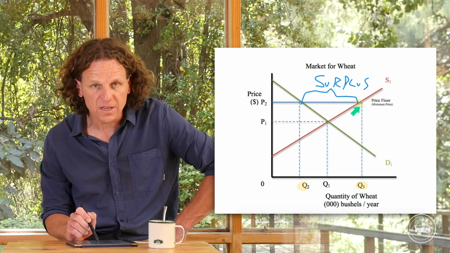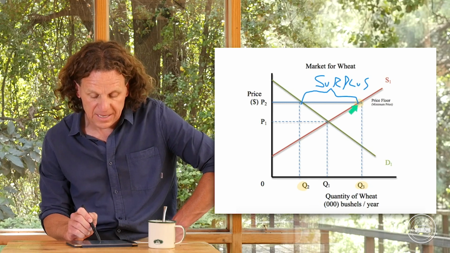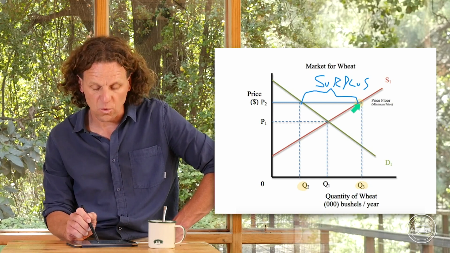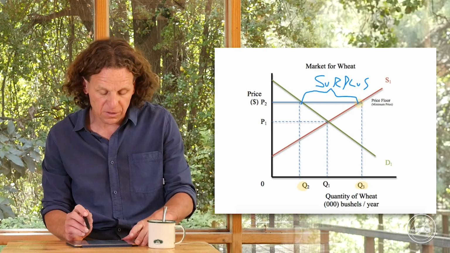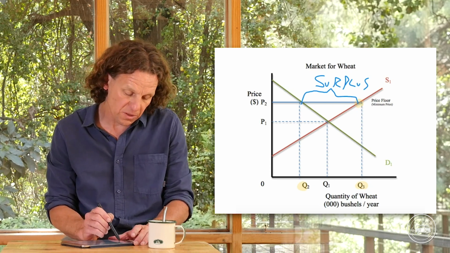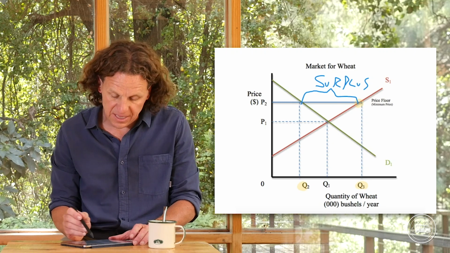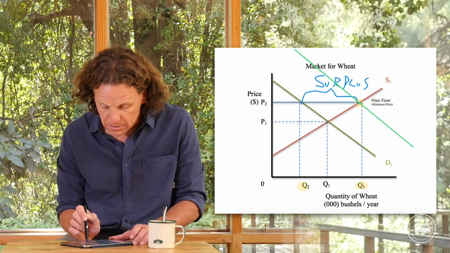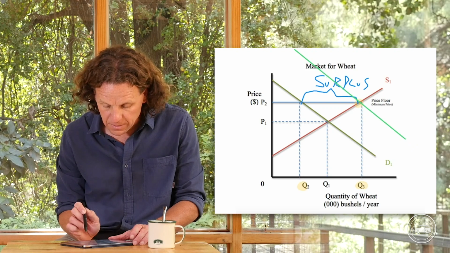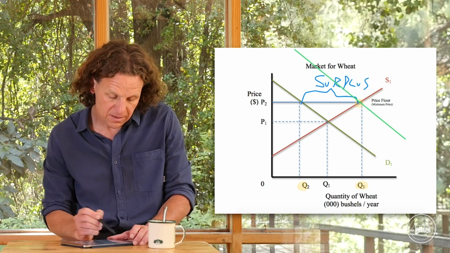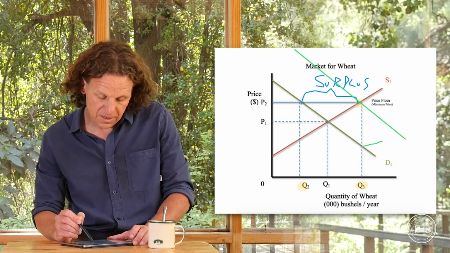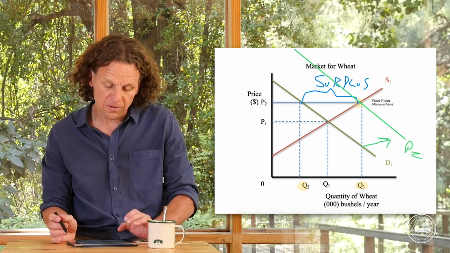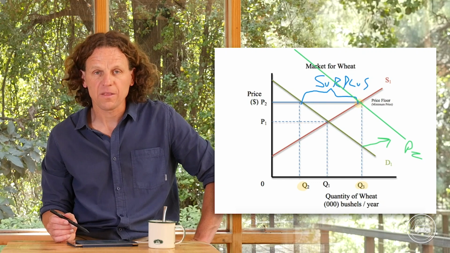So at Q3, how does the government get that to operate in the marketplace? Well, there's a couple ways, but the most common way, and the only one that's viable, is that the government figures out a way to increase demand from D1 out to D2. And how are they going to do that? They're going to buy the wheat themselves.